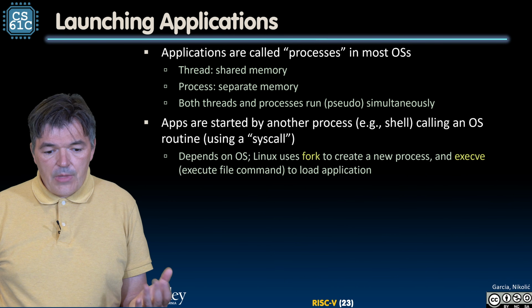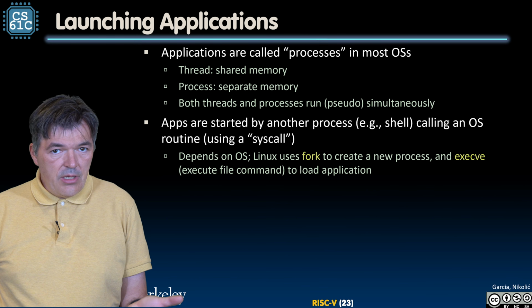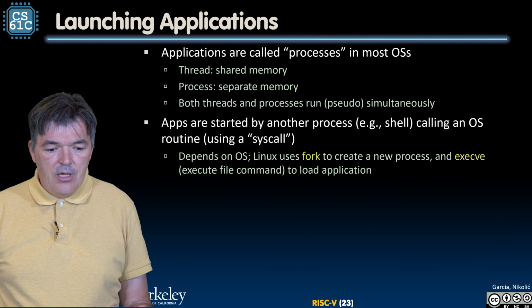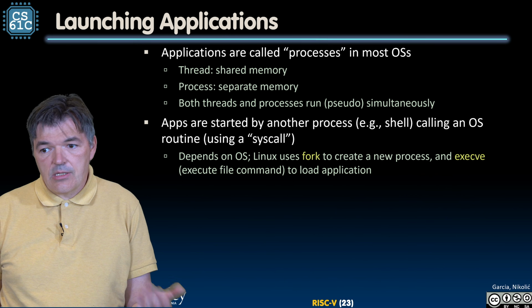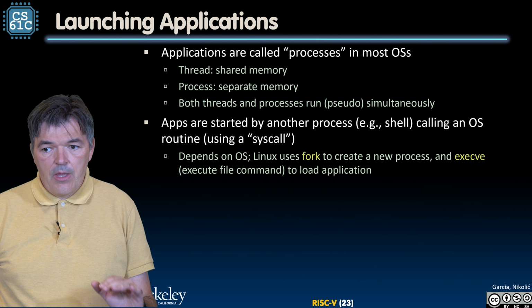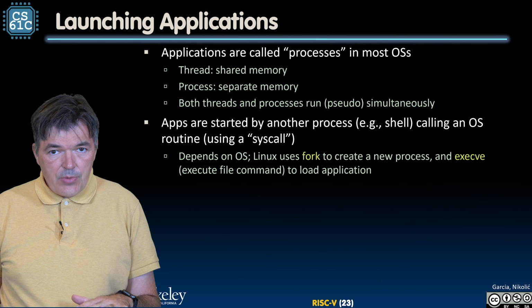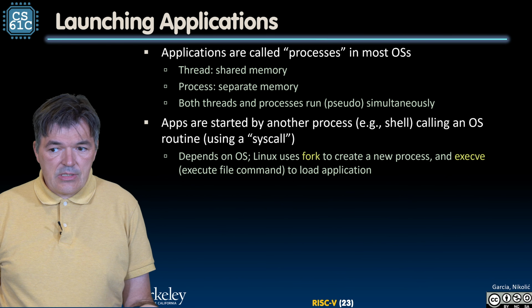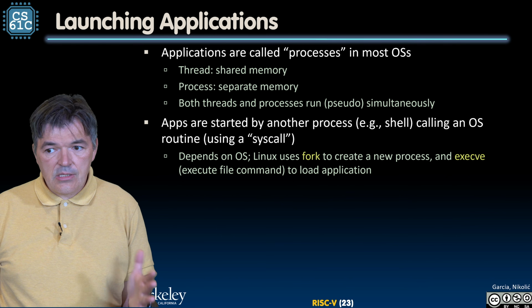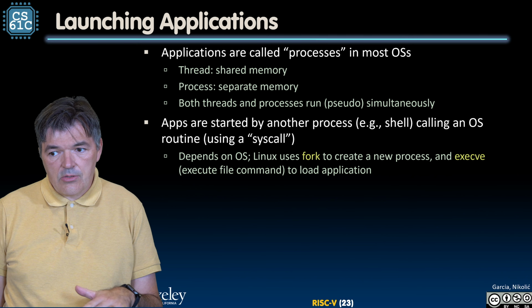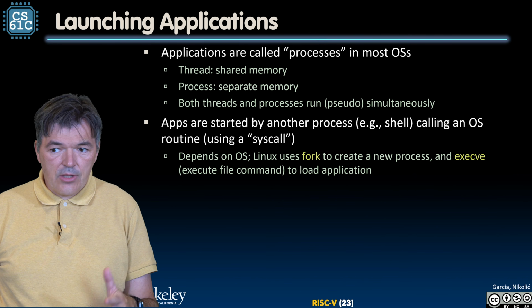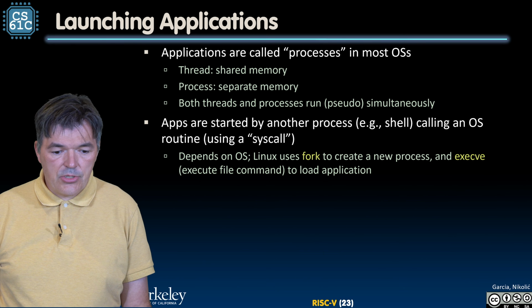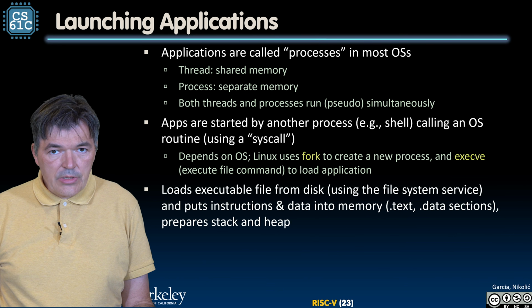Applications are generally started by a shell that calls an OS routine by using a syscall in Linux. This process really depends on the OS. Linux uses something called a fork to create a new process, and the exec command loads the application. So what happens then?